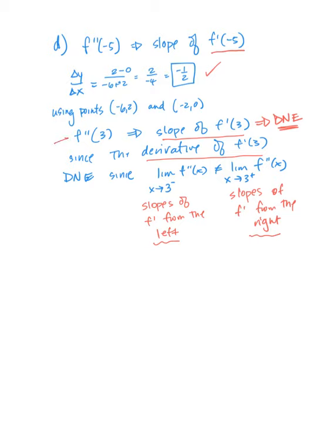For f double prime of 3, that is the slope of f prime at 3, and we can see from the graph there's a sharp corner, and therefore that does not exist. Now formally, what you're going to say is the limit of f double prime of x as we come from the left of 3, and the limit of f double prime of x as we come from the right of 3, those do not equal each other, meaning the slopes coming from the left of f prime and the slopes coming from the right of f prime do not equal each other.